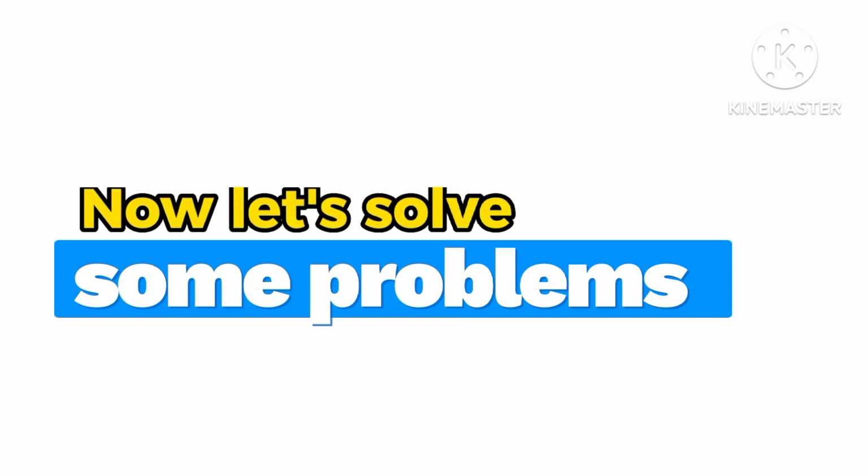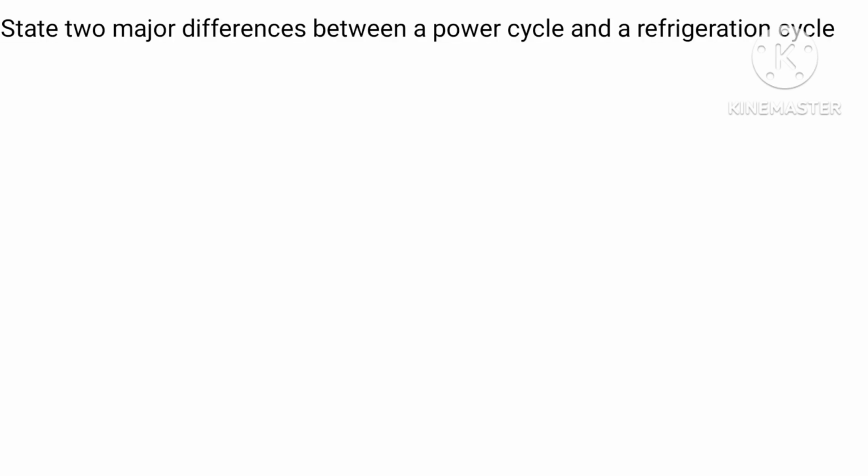Now, the answer to the second question, which says define or state thermodynamic cycle. A thermodynamic cycle is a sequence of processes that begins and ends at the same state. Okay, the next question is: state two major differences between a power cycle and a refrigeration cycle.